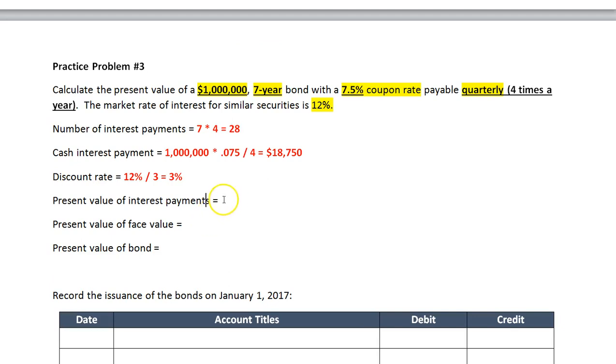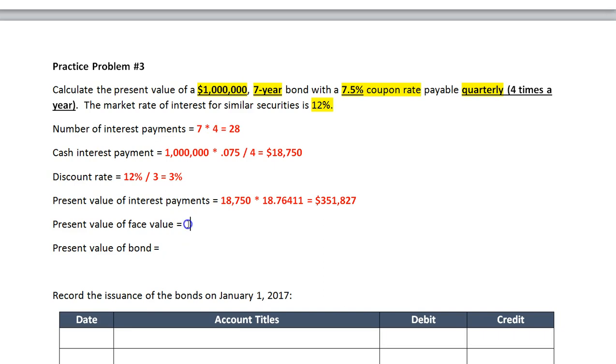The present value of the interest payments is going to be this amount, and we're going to look at the amount in the annuity table. In the annuity table, you're going to use the 28 and the 3%. So the 28, 3%, you should get to this number. If you multiply every payment they're making every quarter by that present value factor for the annuity, you get to 351,827.